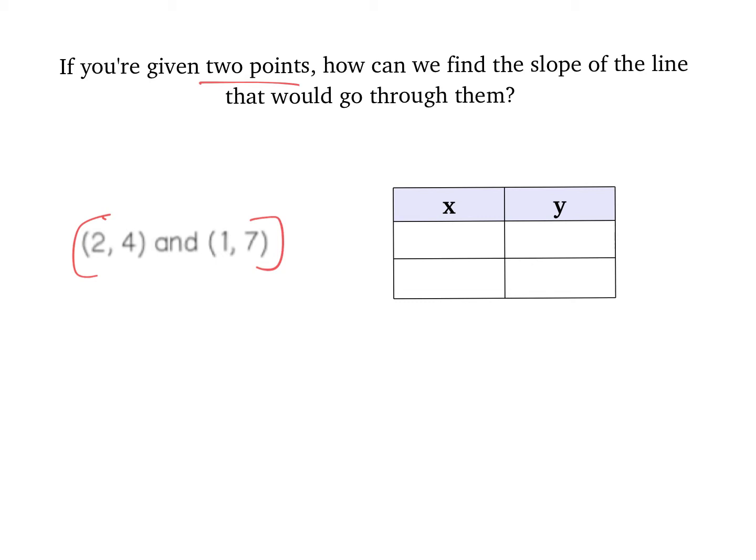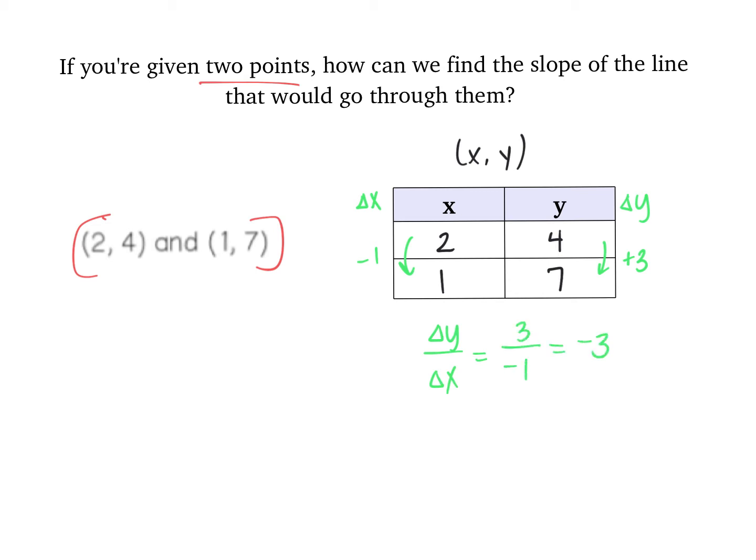The first point that we have is (2, 4). Remember, points are listed as x, y. And then the second point is (1, 7). If we see it that way, that could help us find the slope, because we know that from a table, we start with the change in y. Here we're increasing by 3, and then move to the change in x, which here we're actually decreasing by 1. So that would help us see that the slope, change in y over change in x, would be 3 over negative 1, which is the same as negative 3.